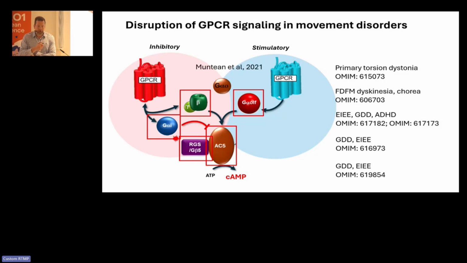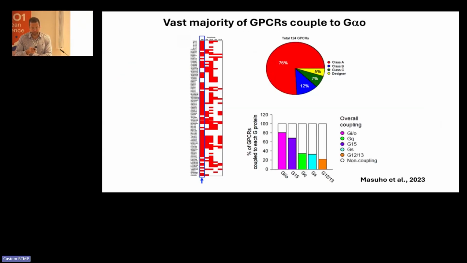And my group contributed to placing GNAO1 in this network of players, having fundamentally shown that it contributes to the dysregulation of the cyclic AMP second messenger cascade.